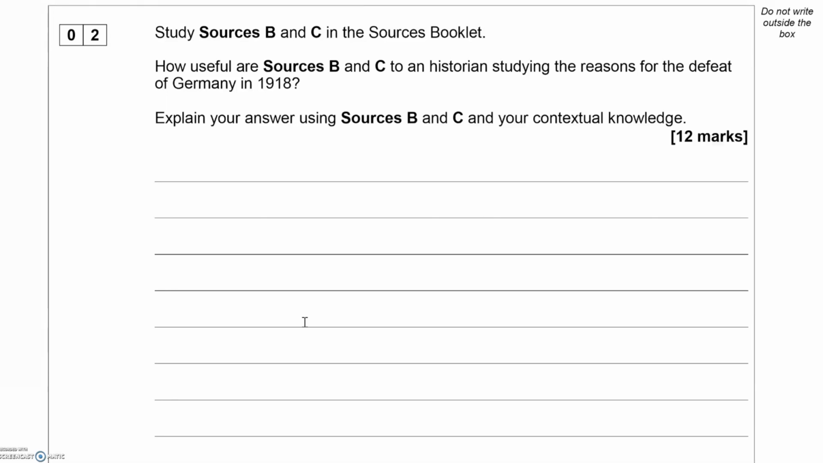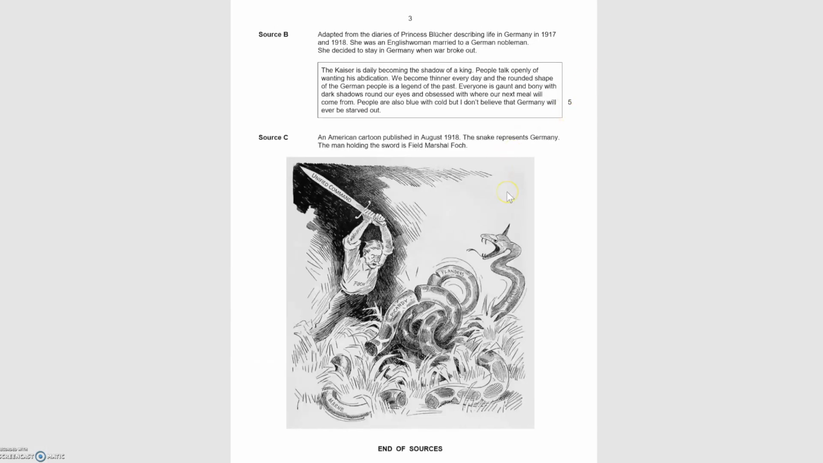And the question we're going to look at today is again from the June 2018 paper, which is how useful are sources B and C to a historian studying the reasons for the defeat of Germany in 1918. Again, as with question 1 from the previous video, you must then explain your answer using sources B and C and your own contextual knowledge. So let's take a look at the sources.